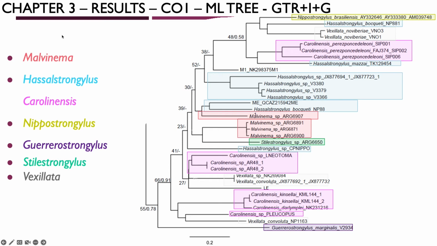Again, here's our CO1. I like to call this my problem child because the bootstrap scores were low and the Bayesian inference found a huge polytomy. That's okay. And again, we're seeing the same trend that Carolinensis is still paraphyletic, so is Hosselstrongylus, and it's breaking down into a South American Hosselstrongylus, and other North American and Mexican Hosselstrongylus are kind of floating around the tree. Now the positions have changed as compared to the 28S and the ITS, but that's okay. We're okay with that because CO1 is a mitochondrial gene and it's going to act a little bit different.